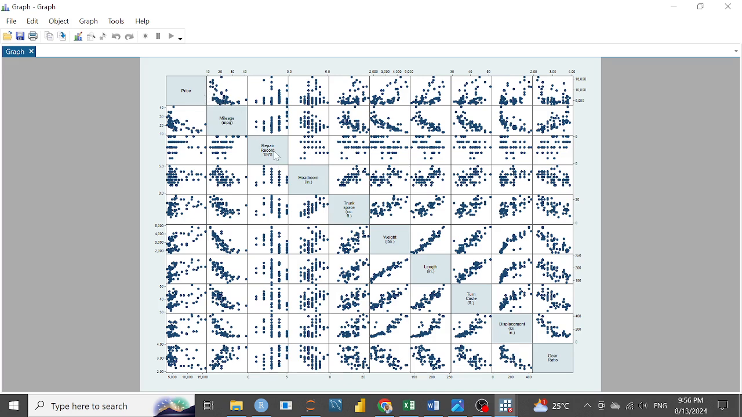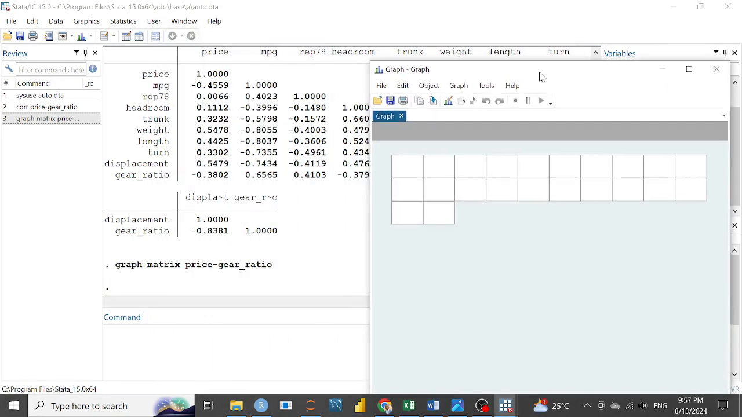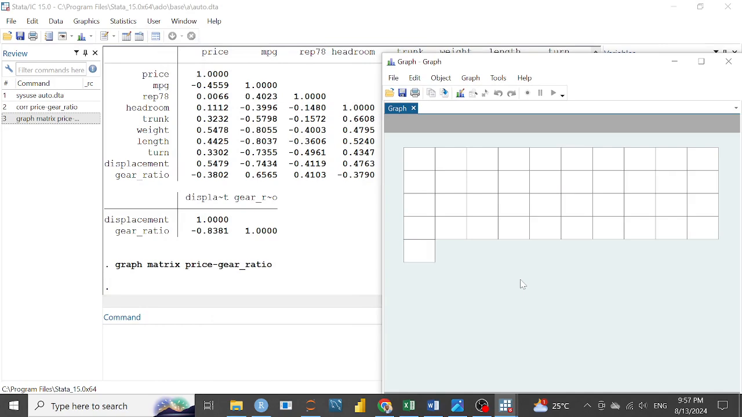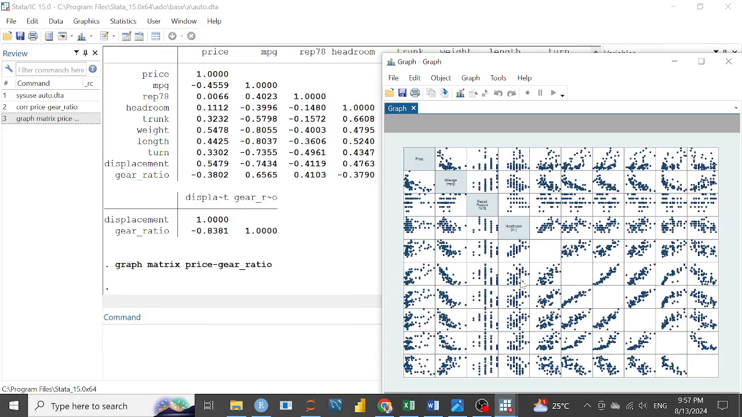If I'm going to pick repair record, it's going to be price and repair now. This is it. If it is price and trunk, this is it. This is where they meet. So this is it here. So let me put them side by side for us to see what I'm talking about. Here we see this.